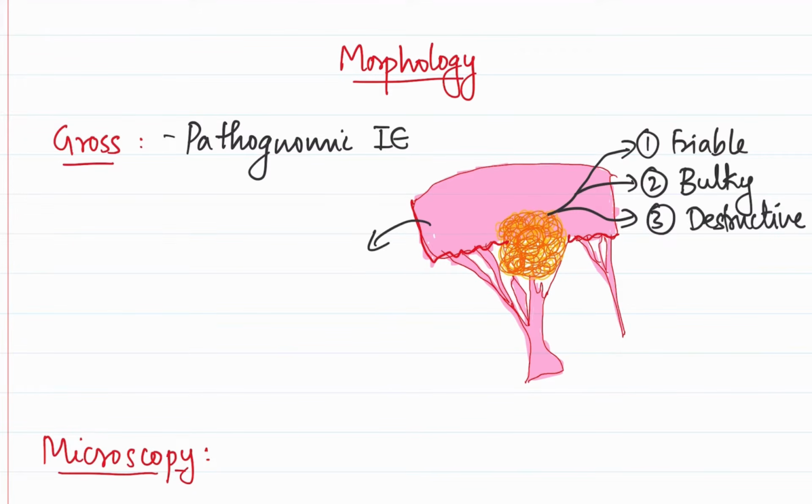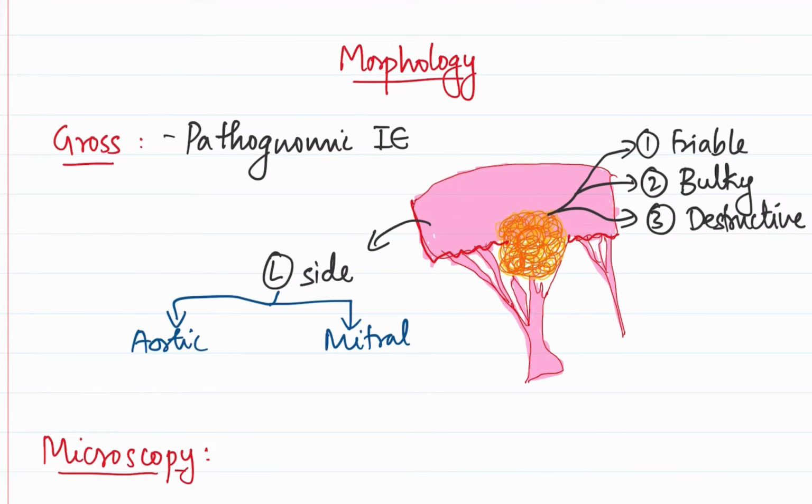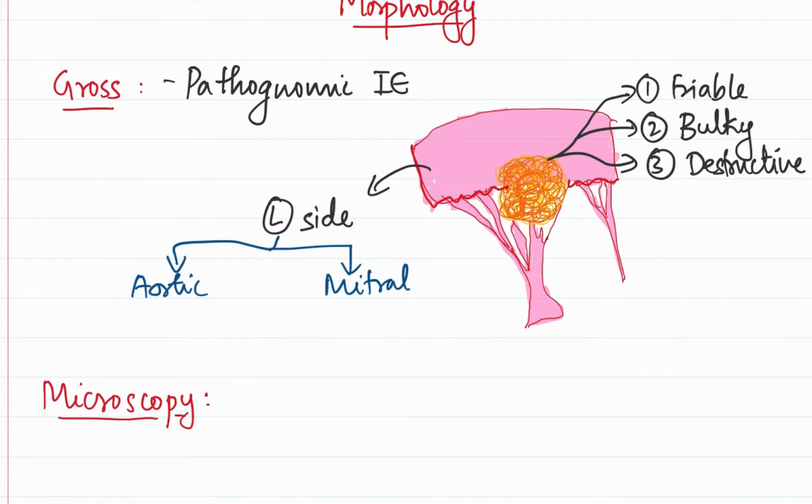Their location, where are they located? Usually they are located on the left side of the heart, and on the left side they are usually located in the aortic and the mitral valves. As expected, the aortic and mitral valves are more usually involved than the right-sided valves. And their number, they could be either single or multiple. So that's about the gross features of the vegetations in infective endocarditis. 3 points. They are friable, bulky, destructive lesions found mostly on the aortic or the mitral valves.